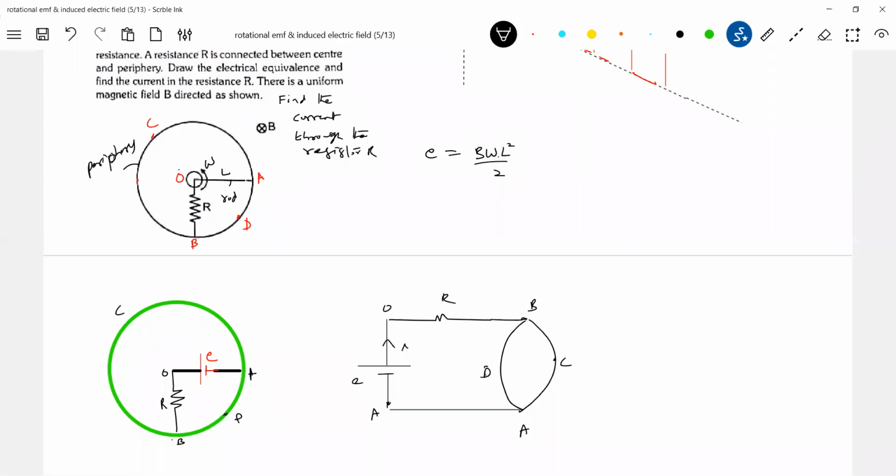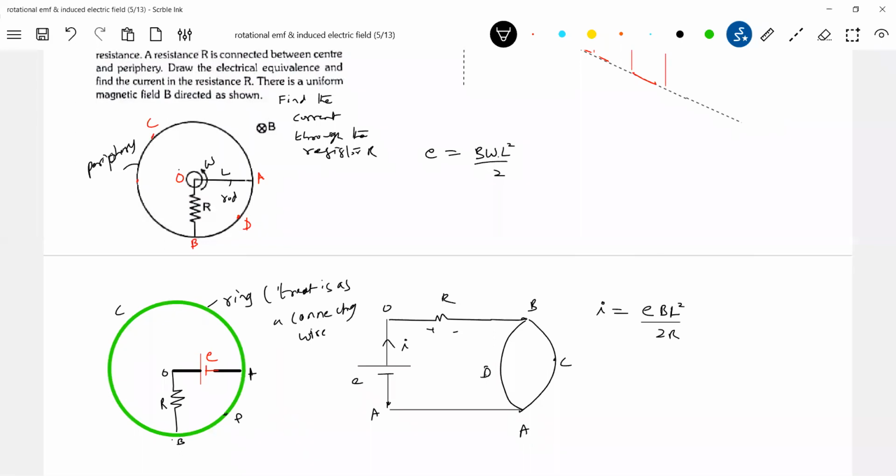Then what is the expression for current I? It will be this one. So I is equal to E over R, which is B omega L square by 2R. So the ring just behaves like a connecting wire. Treat it as a connecting wire. Okay, agreed, no?